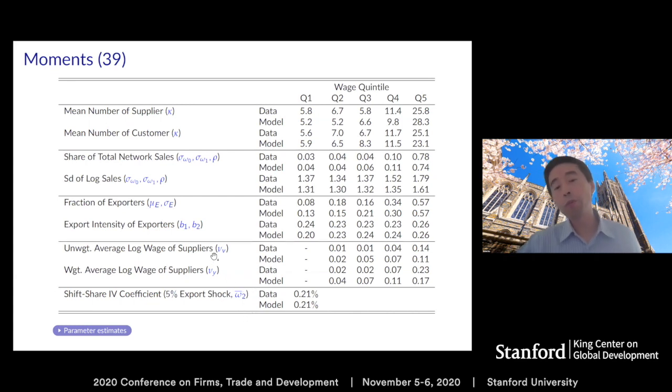For ν_V, we'll be trying to replicate a version of our sorting regressions. We'll be thinking about, conditional on your own wage quantile, what the unweighted and the weighted wage of your suppliers is.